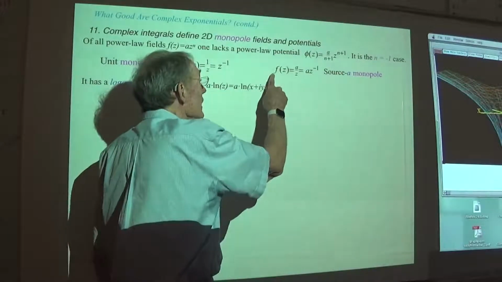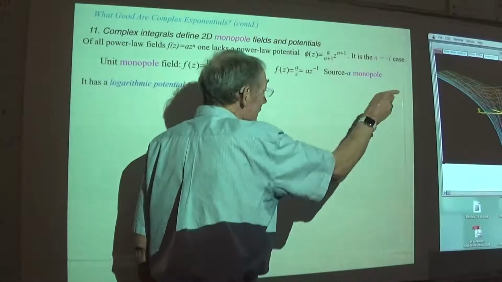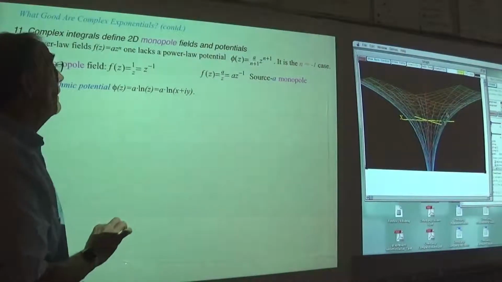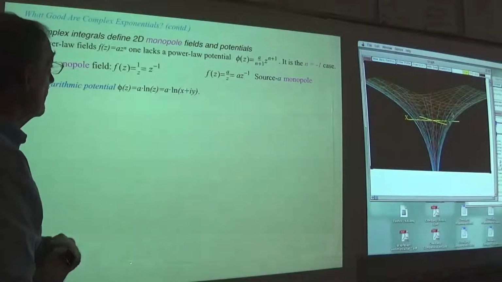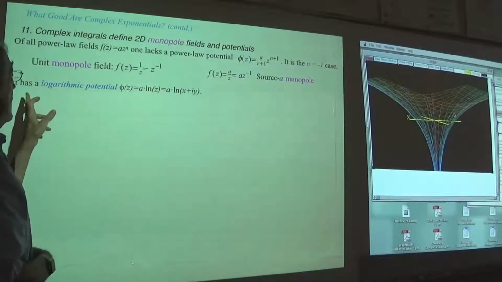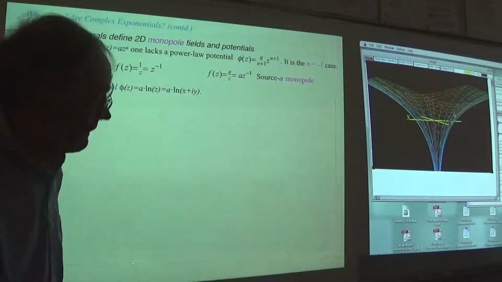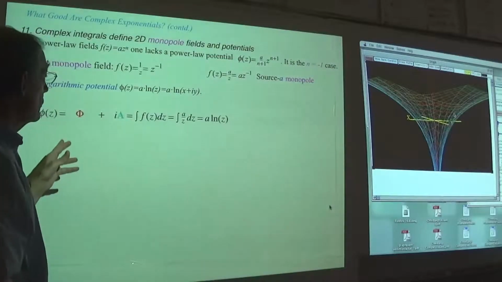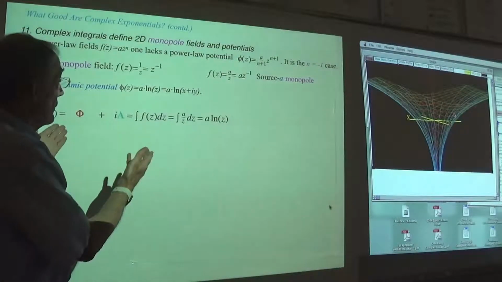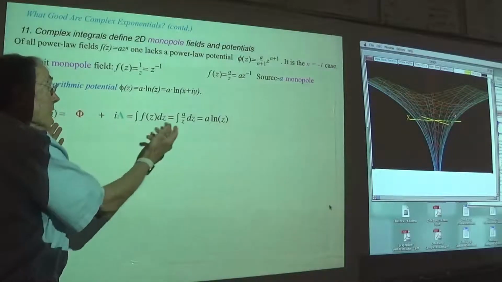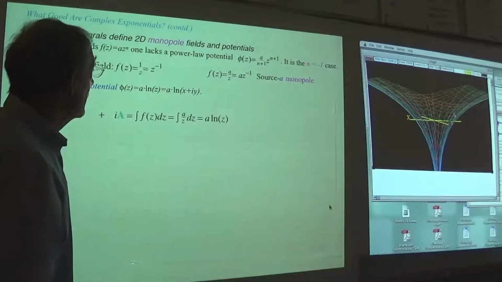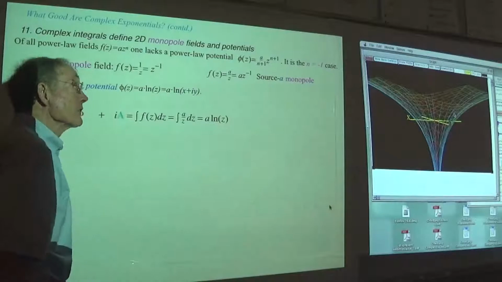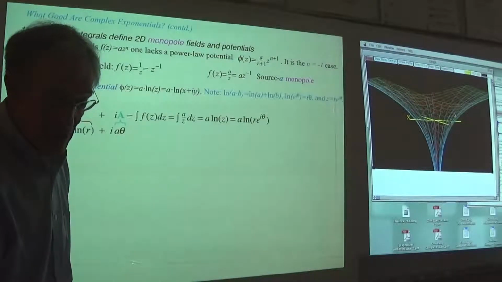Now, if we take a force F equal to 1 over z, that's what we've got right here, and A is just plain old 1.0. That would be what I would call a source monopole. Most people would call it that. But when I integrate that, I get a logarithm. Okay, the logarithm of z. That's what I'm going to be seeing as the real and imaginary parts come out of that logarithm. And I'm looking at the logarithm of x plus iy, which is kind of weird, okay? But we got to deal with it.